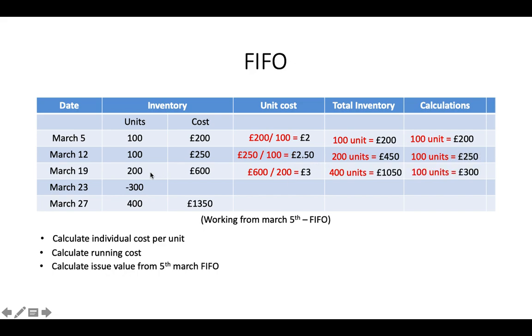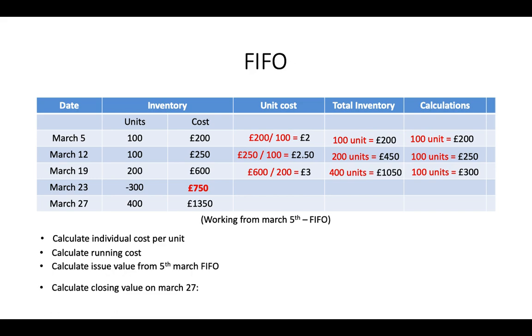And on March the 19th, we need one more 100 unit to make up this 300. So we're going to take 100 from here. We know that cost us £3 per unit. So the extra 100 we need is going to cost us £300. 100 plus 100 plus 100 gives us our 300 issue. We're going to add together these 3 different costings, giving us an overall cost of £750.